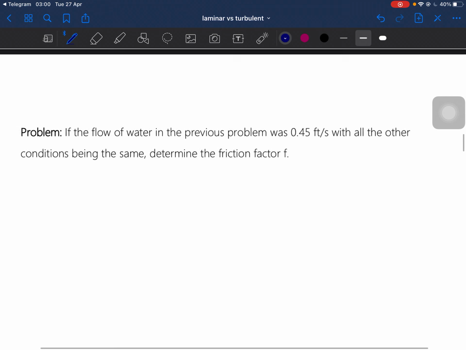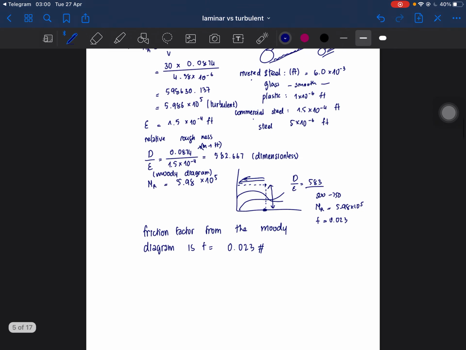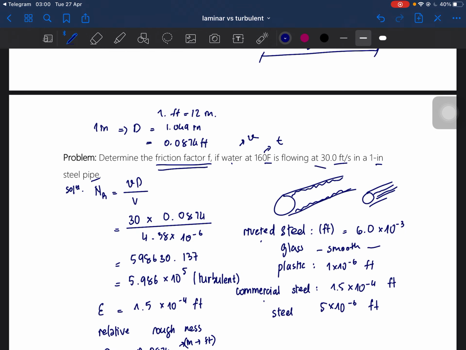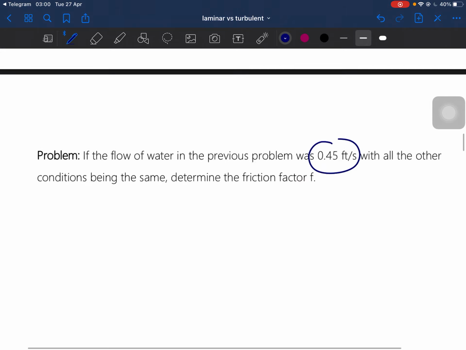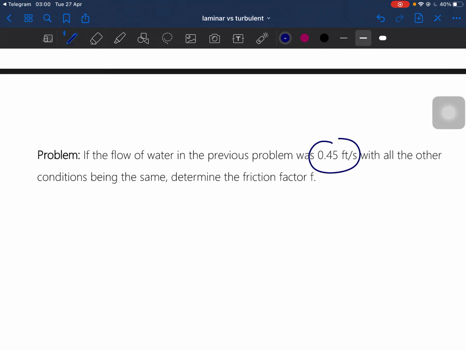If the flow of water in the previous problem was 0.45 feet per second, so it is linked to this problem. In this case, we have 30 feet per second, and now 45 feet per second, with all other conditions being the same. Determine the friction factor. So we need to look at the Moody diagram again.